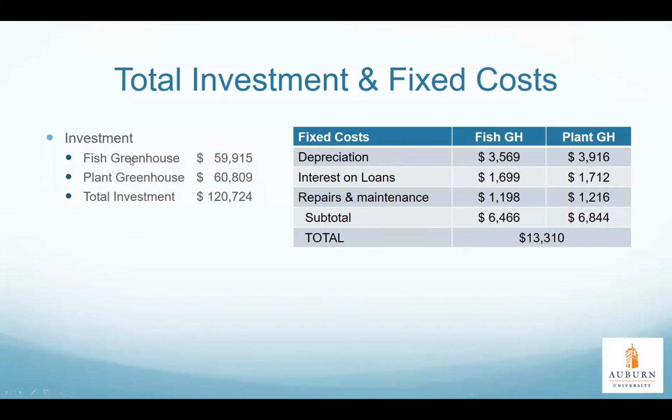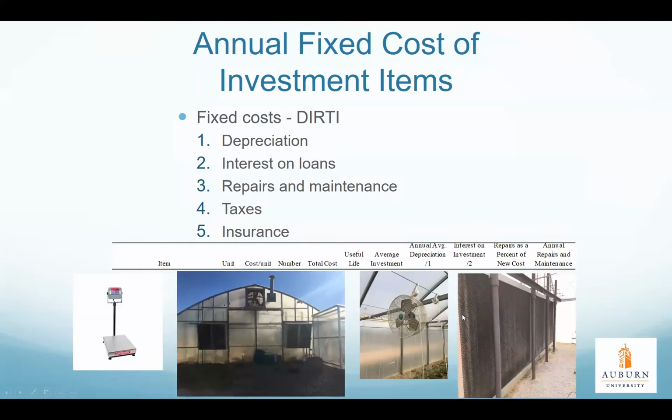The total investment for the fish greenhouse is $59,000, almost $60,000. The plant greenhouse is almost $61,000. So in total, it's about $120,000 for these 2 greenhouses. And we calculate the depreciation, interest on loans, repairs and maintenance. And for both fish and plant greenhouse, it amounts to about $13,310 per year. Now, how do we get those things? We'll look at that now.